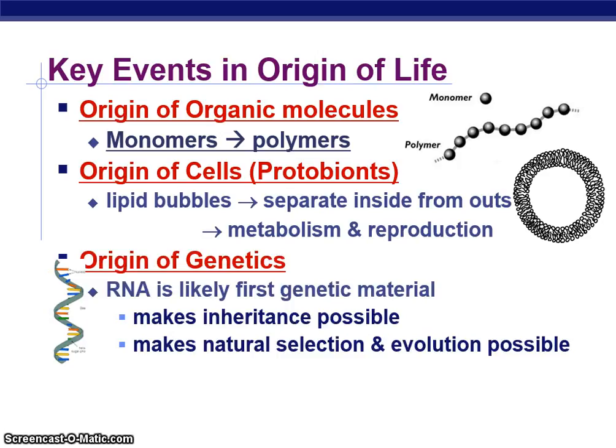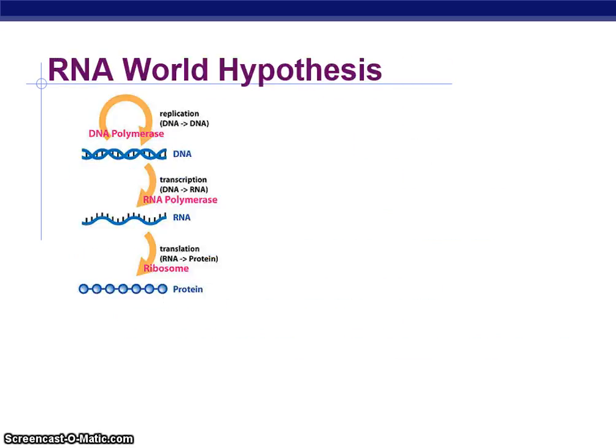The last step would be genetics. You'd need some sort of genetic material so that you could pass on these ideas from one generation to the next. This makes natural selection and evolution possible, which leads to the diversity we see today. And so once all three of these things happened, we can see the possibility of life evolving. Now let's look at that origin of genetics.